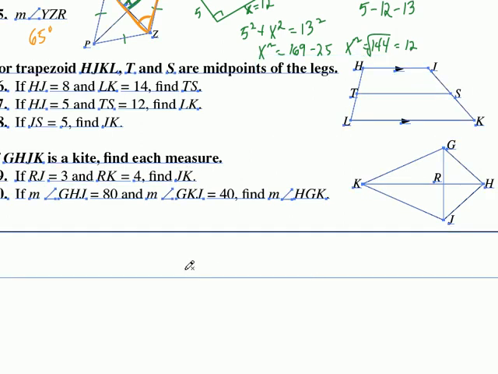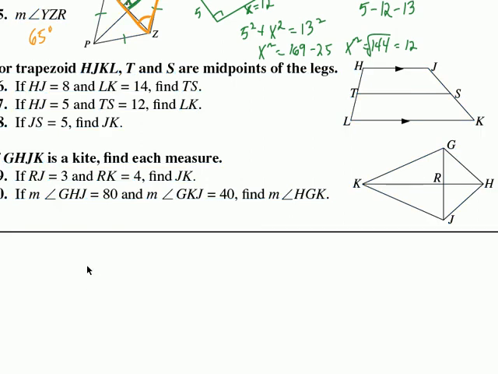All right, let's put some other stuff in here. Oops. What did I do? There we go. All right, what about this one? HJ is 5. All right. And TS, this time, they tell you the middle one, and they ask you to find the bottom one.